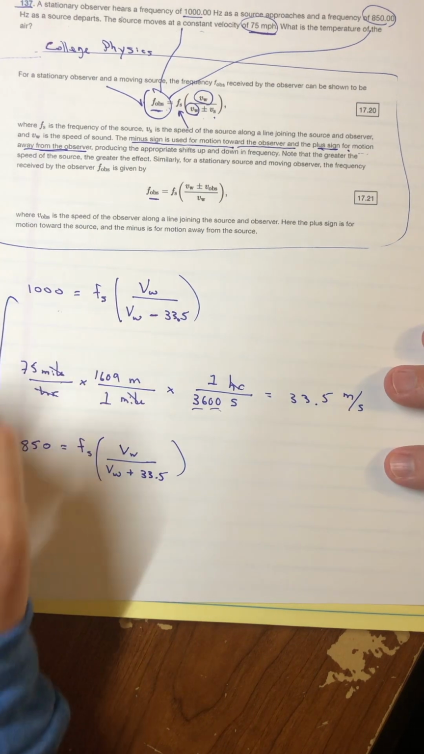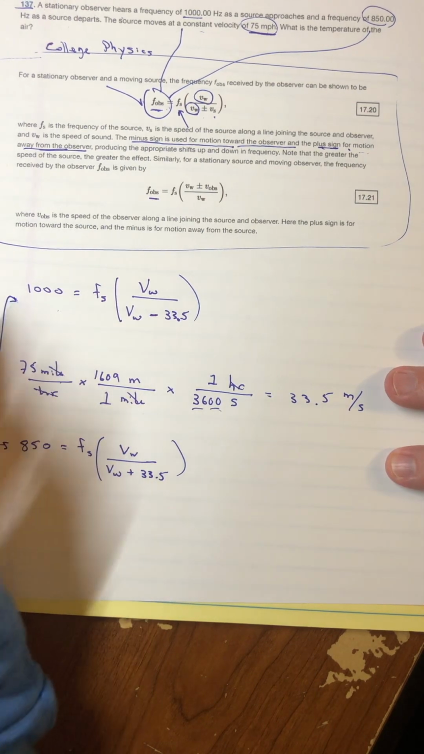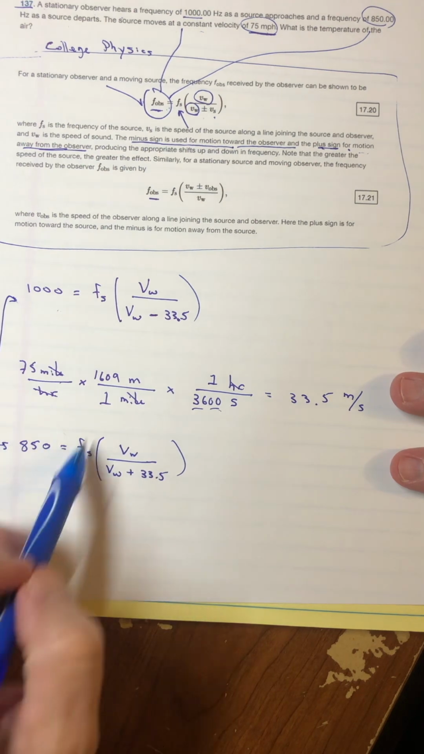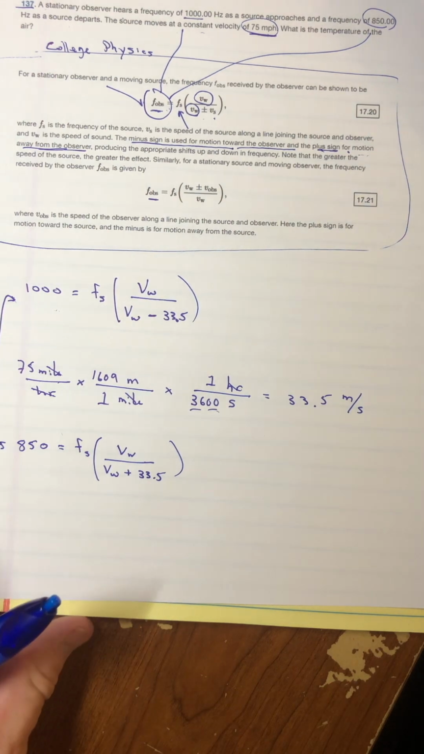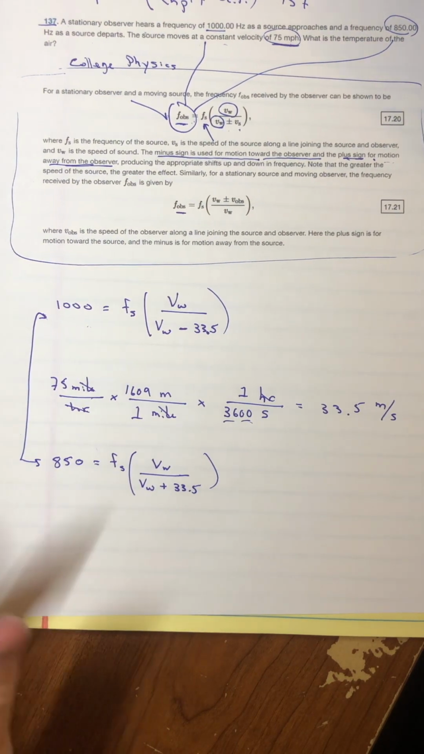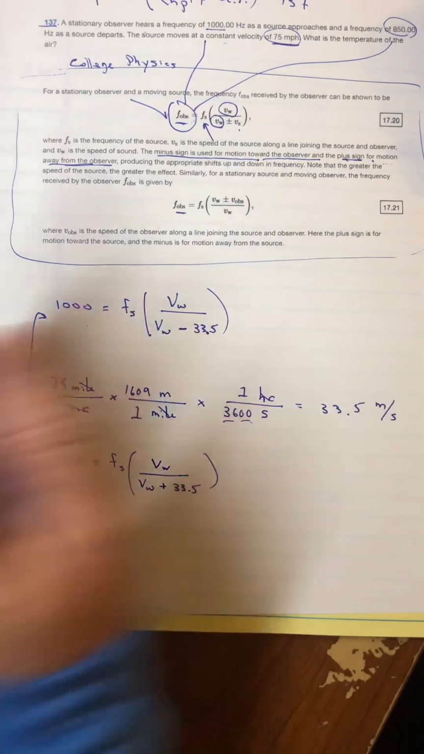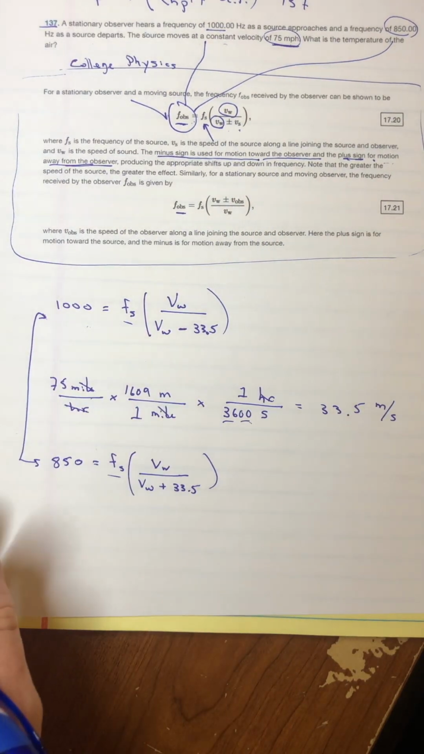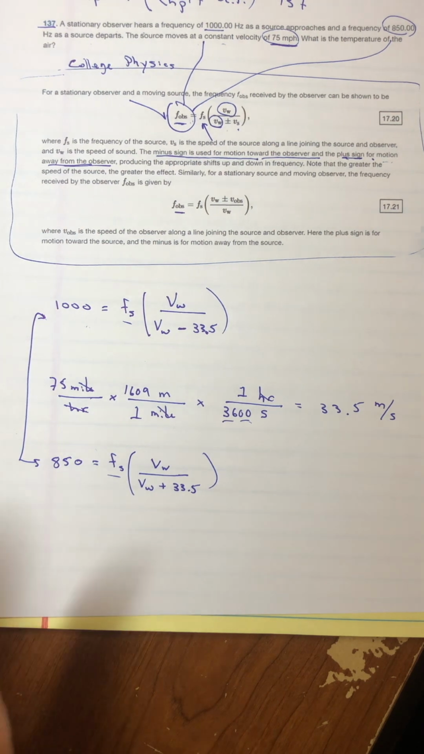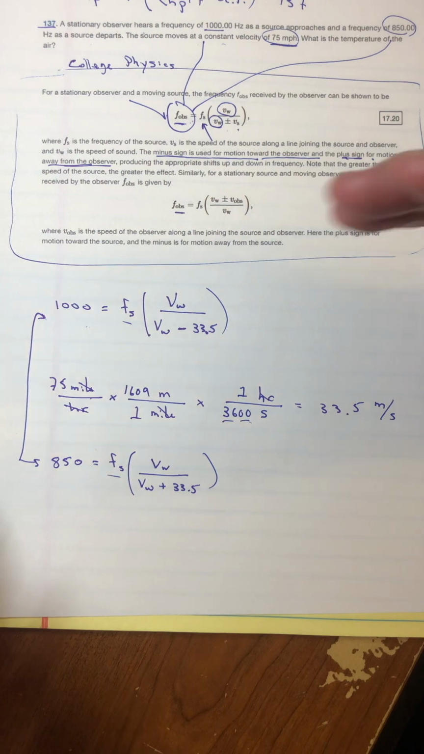All right, so these are our two system of equations, and there's two unknowns. One is the frequency of the original source, and one is the velocity of the wave. Now, we really only care about the velocity of the wave because that is going to lead to the temperature. So I might not even bother to solve for the source. In fact, I'll just do kind of a fun quotient, that is divide one equation by the other.